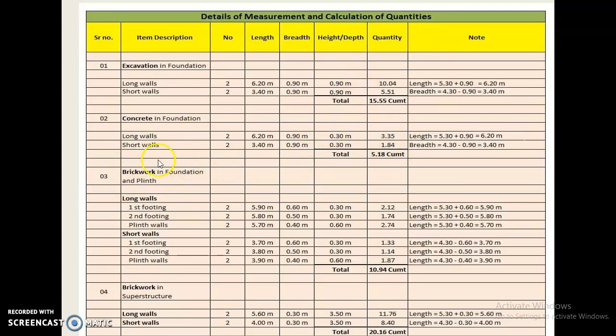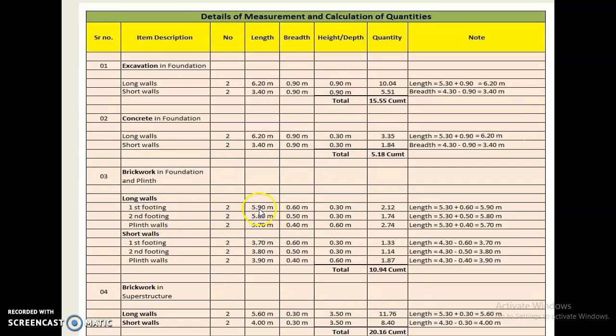Let us go for one more item of work, that is brick work in foundation as well as plinth. So there are 2 walls or footings that are below the ground level. One is the first footing, another one the second footing, and above the ground level there is one more wall called the plinth wall or basement, that is also constructed using brick work. Hence we are considering all this work together: the first footing, second footing, and the plinth wall. So for all those walls we have two numbers.